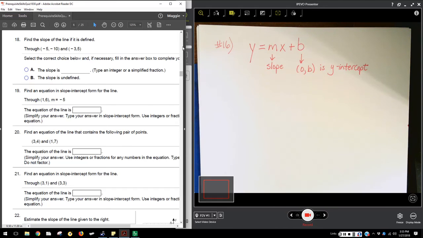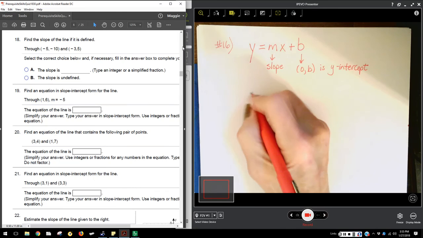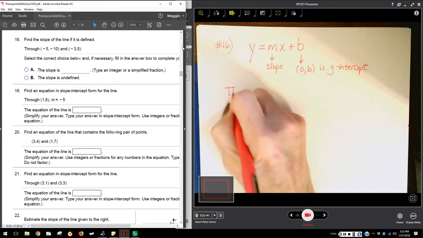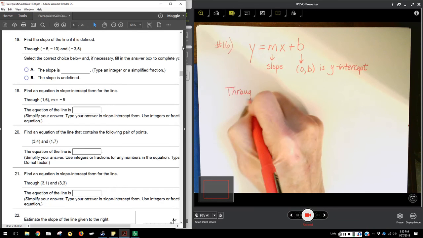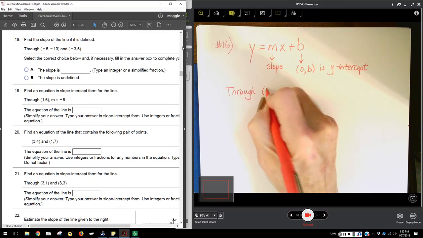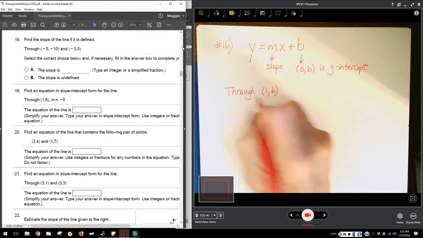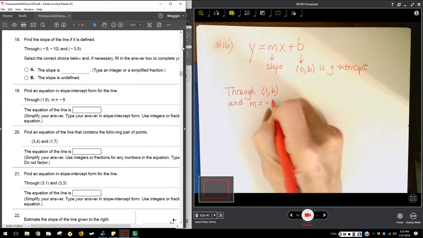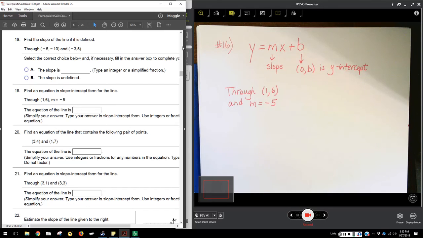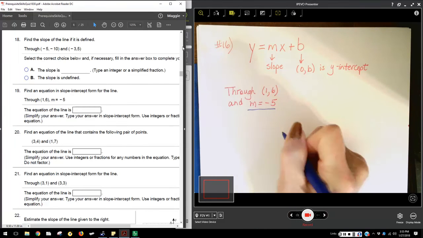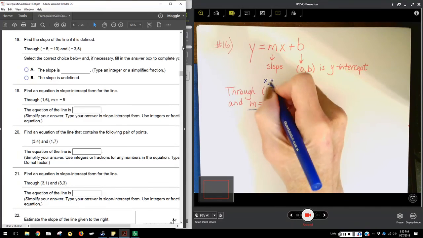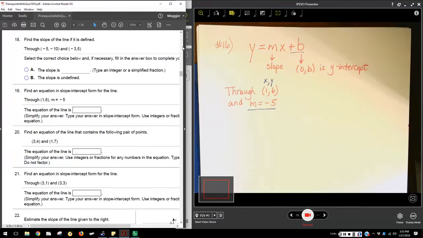Okay, so here's the information that we've been given. It is through the point (1, 6) and it has a slope of negative 5. And I'm going to use y equals mx plus b. Well, I've got m right here. What I have here is an x and a y value. The only thing I don't know is the value of b.